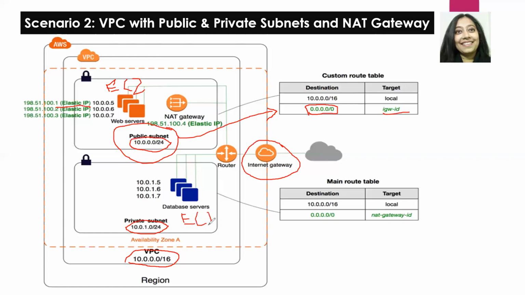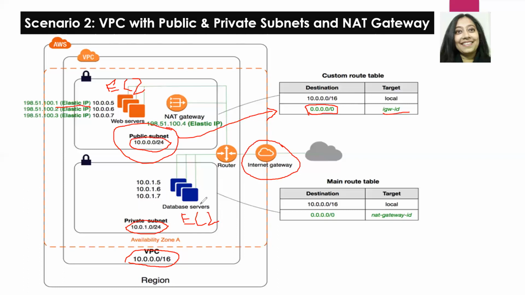subnet. Since this is private, we are not going to associate any elastic IP or anything of that sort. All that this is going to have is just a simple, straightforward private IP as per its subnet. This is our private subnet right here.